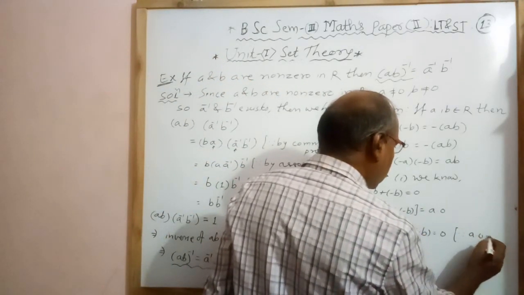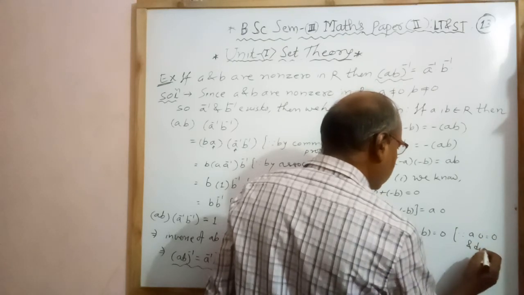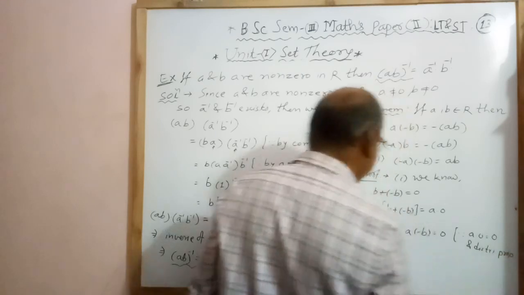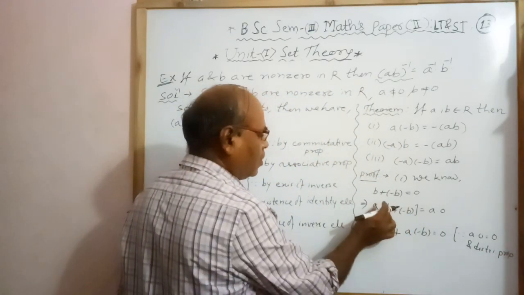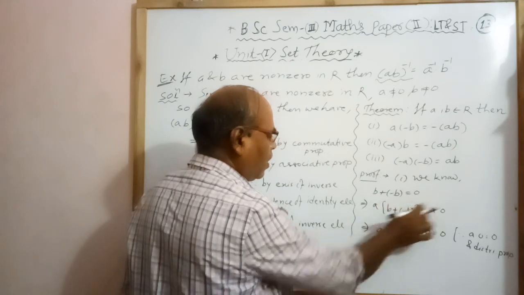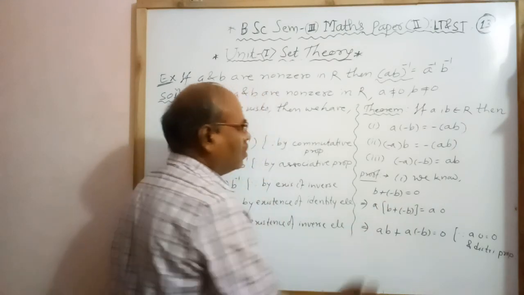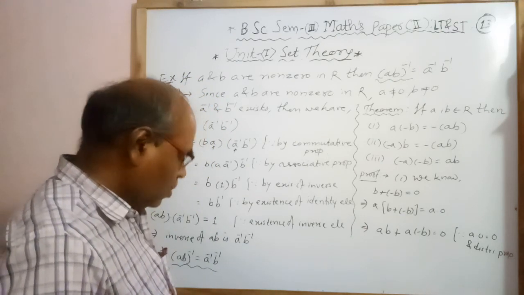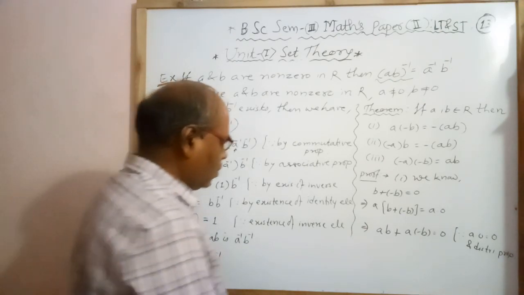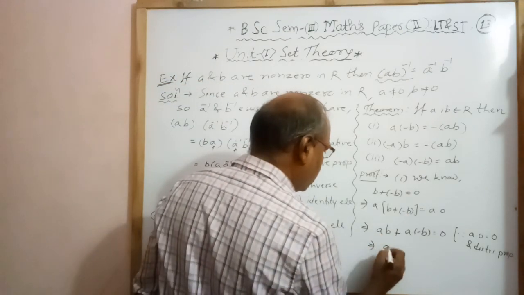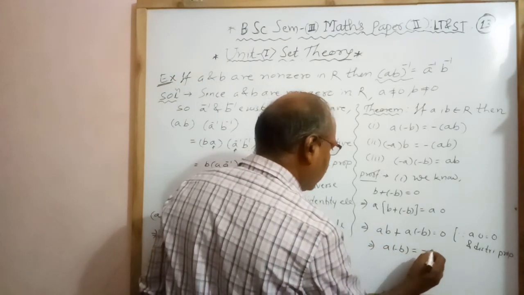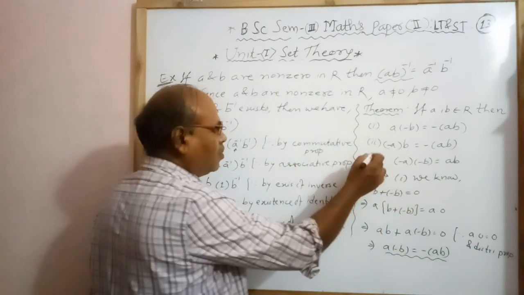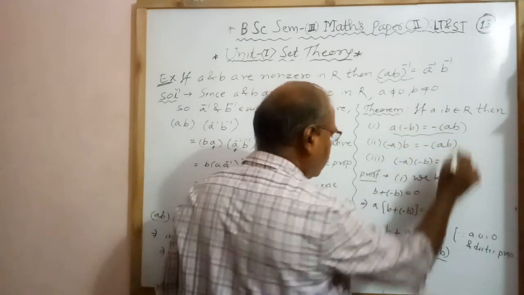Since A into 0 equal to 0 and by distributive property, we distribute over this bracket by A. Now from this we say that A into minus B equal to minus AB. We take this on the right side, therefore A into minus B equal to minus of AB. Therefore the first is proved.